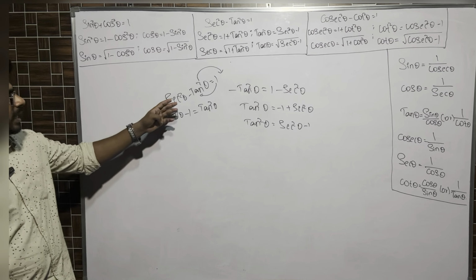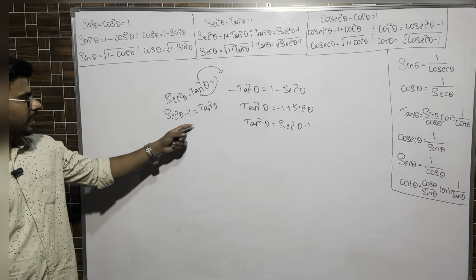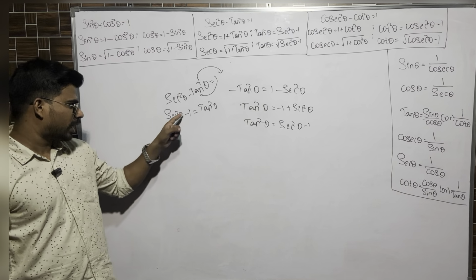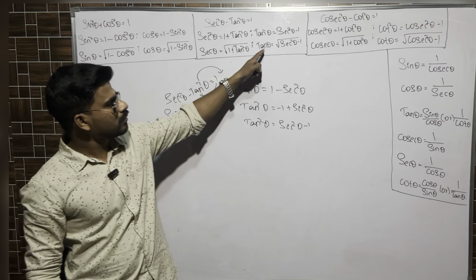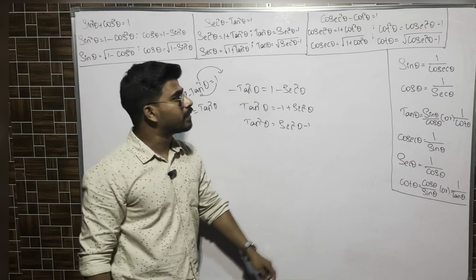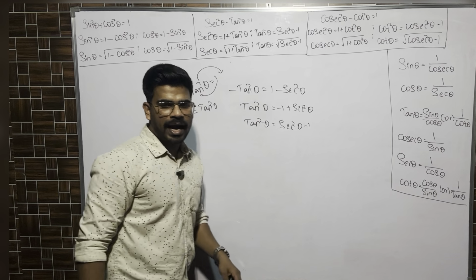Directly, without sending tan square, we can find the value of tan square theta, which is secant square minus 1. If I send the square to this side, it will become under root: tan theta is under root secant square minus 1. Same goes for cosecant and cot.